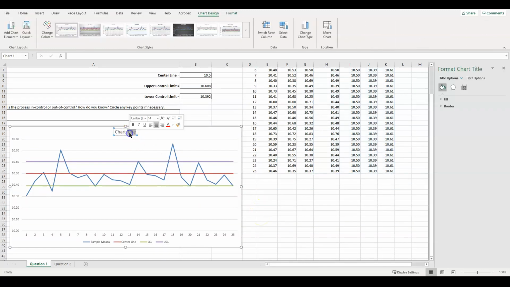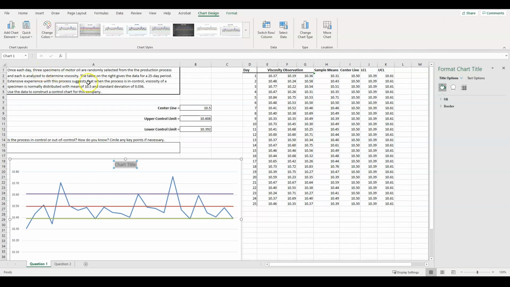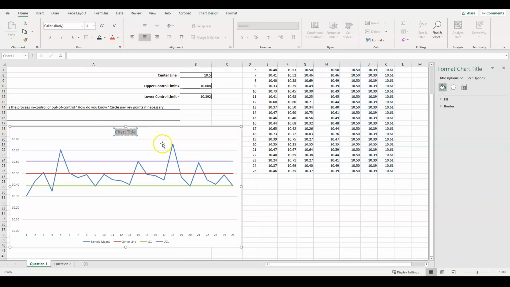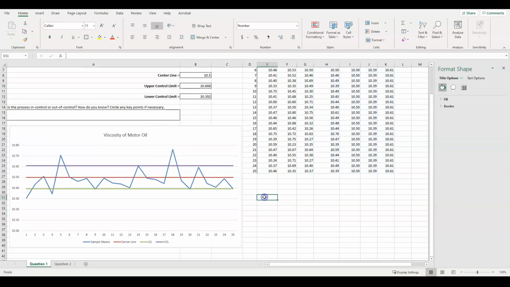So I'm going to change the title to something useful. What is it? Viscosity of motor oil. Didn't really ask to change the title, but it kind of didn't make sense before. You know, it used to be called, what, chart title? You don't want that. Give it a catchy title. What else do we need to do?